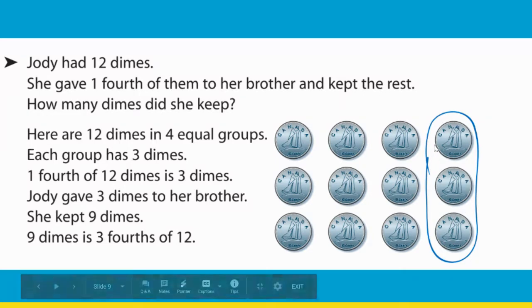So if she doesn't have these ones anymore, she has these ones right here. Here are 12 dimes in 4 equal groups. Each group has 3 dimes. 1/4 of 12 dimes is 3 dimes. Jody gave 3 dimes to her brother. She kept 9 dimes. 9 dimes is 3/4 of 12. So 3 out of 4 equal groups of 12.